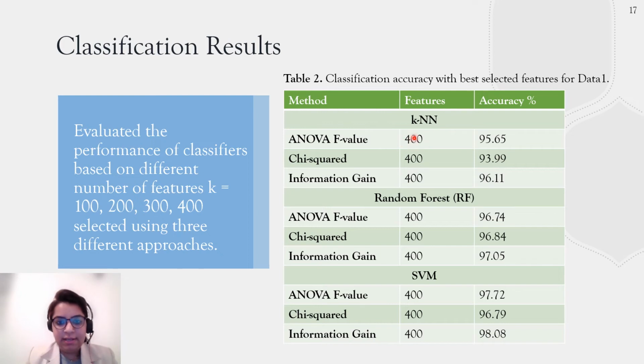Here we can see this table shows the classification accuracy with the best selected features for dataset 1. By seeing all the values, we can say the information gain achieved the highest accuracy of 98.08% with 400 features. It means that the high accuracy of 98.08% means that the features that have been selected by SVM in information gain are highly correlated and significantly help fulfill our objective.